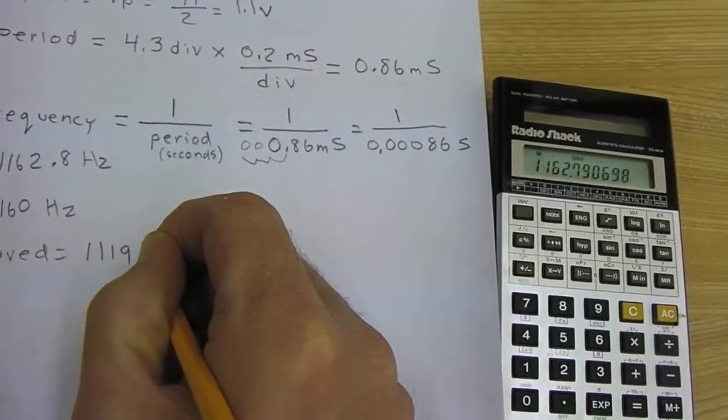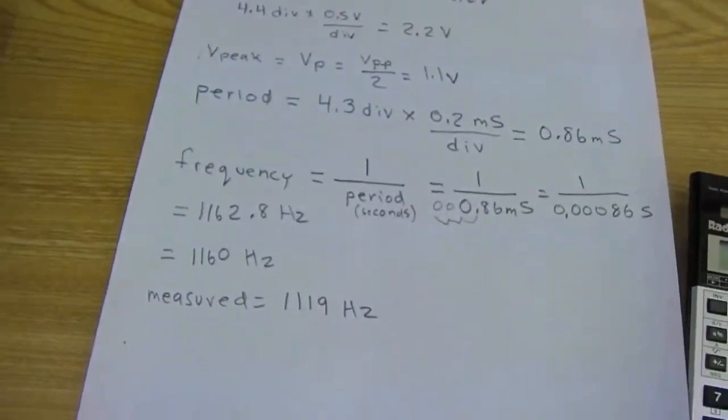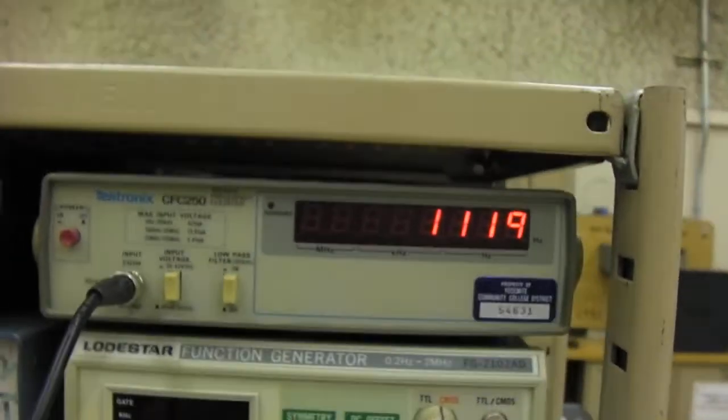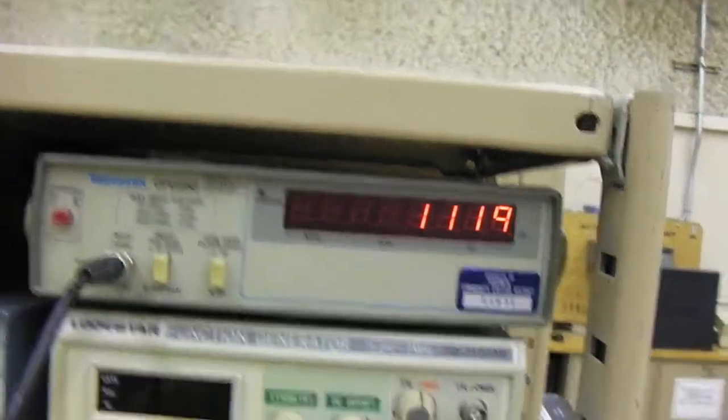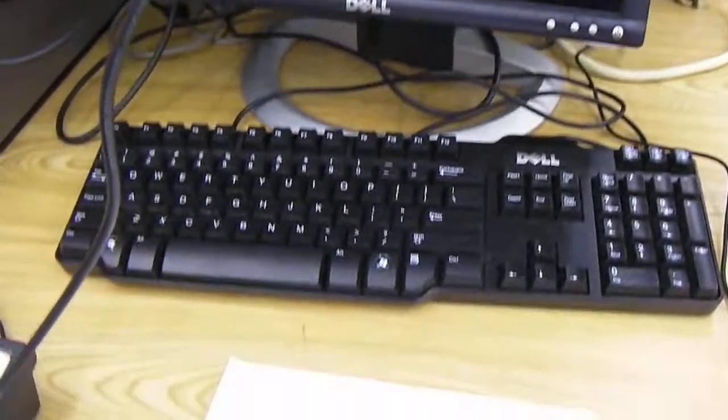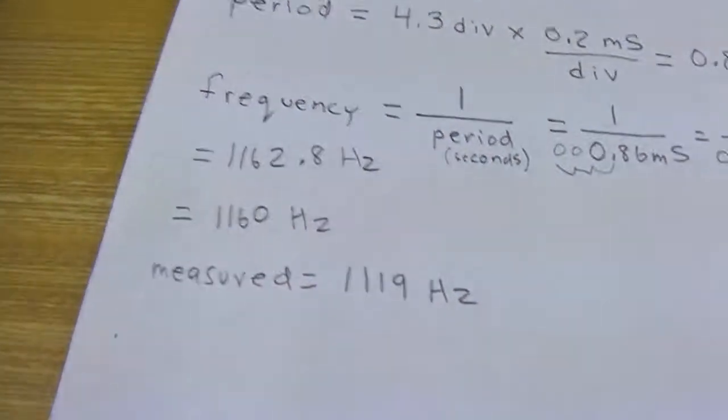1,119 hertz. By the way, frequency is one of the most accurate things you can measure in electronics. If you want to measure something very precisely, if there's some way you can convert it to frequency, you can get a very accurate measurement.